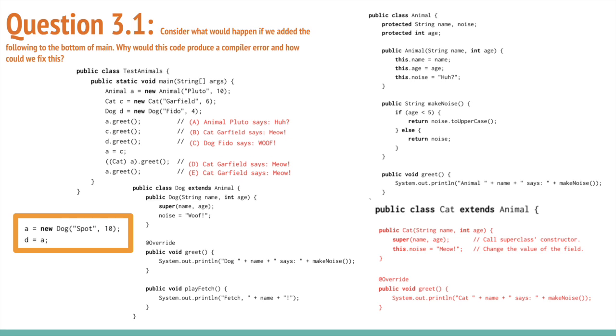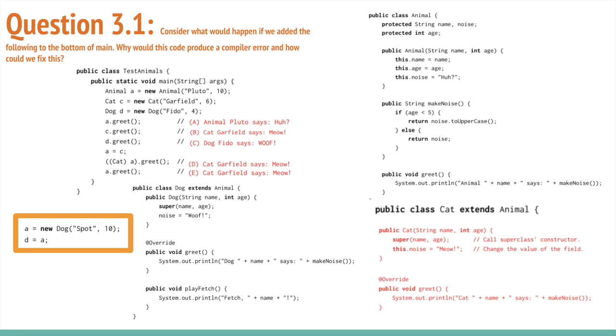Our final question with these classes asks what would happen if we added the following code to the bottom of main. So here we assign the variable a to a new Dog instance. So a still has static type of Animal, but now has dynamic type of Dog. Since d has static type Dog, the line d equals a will throw a compiler error because Dog is a subclass of Animal. Not all animals are dogs, so this breaks the class hierarchy.